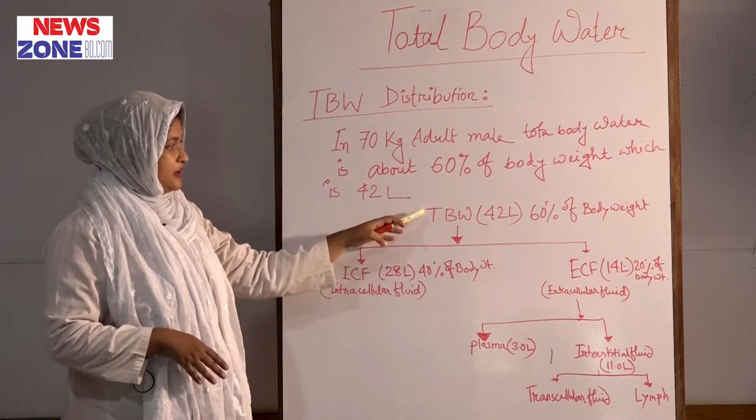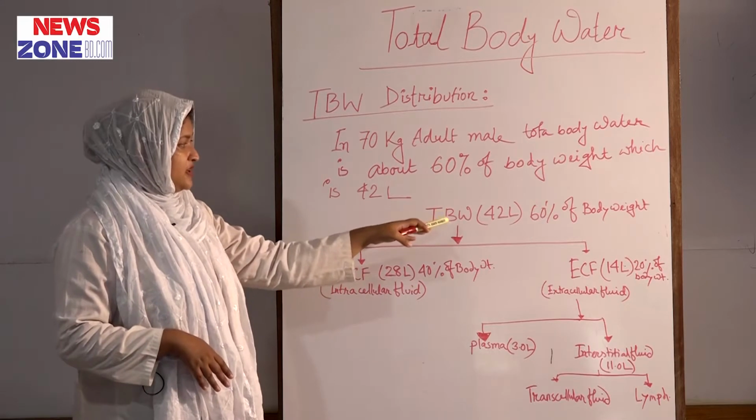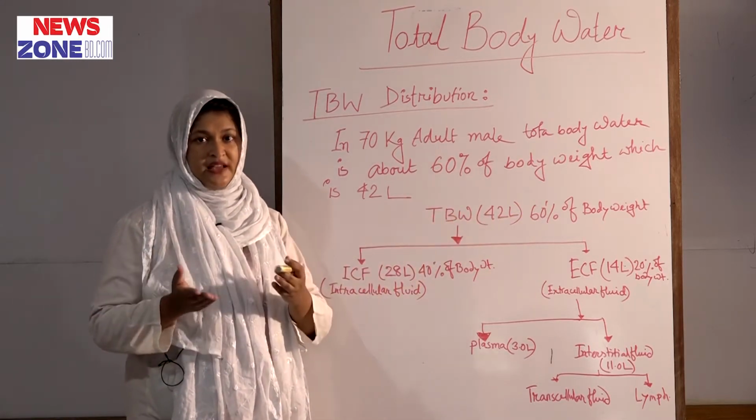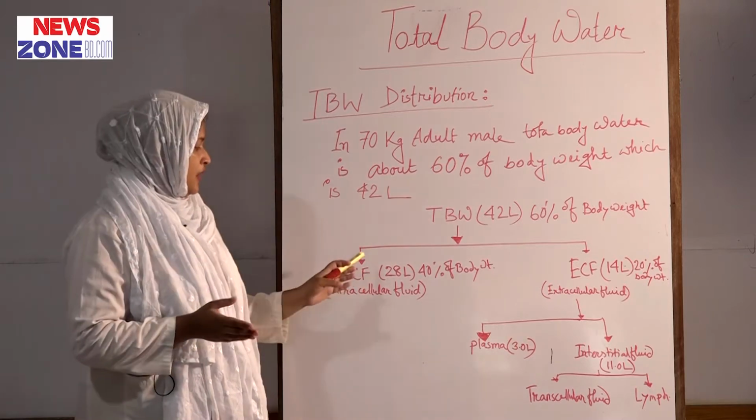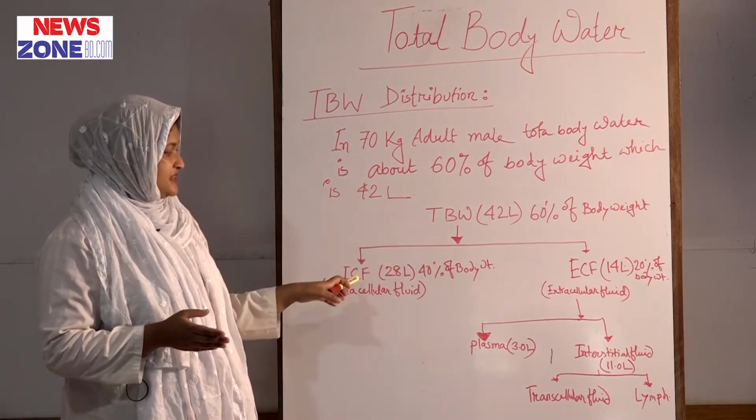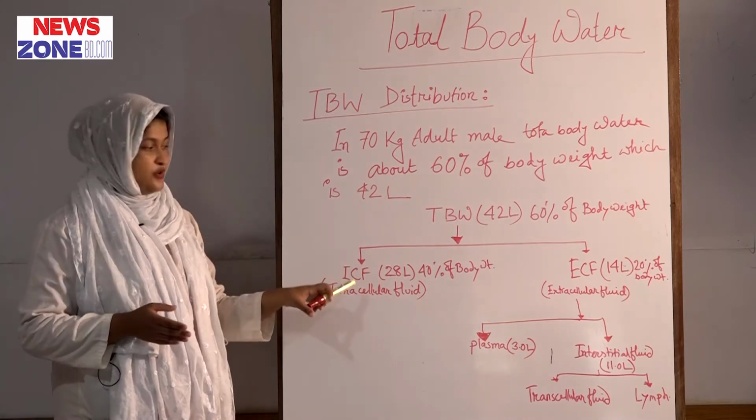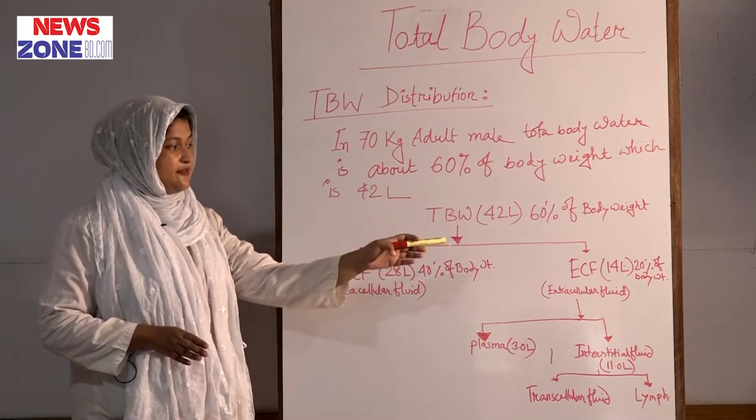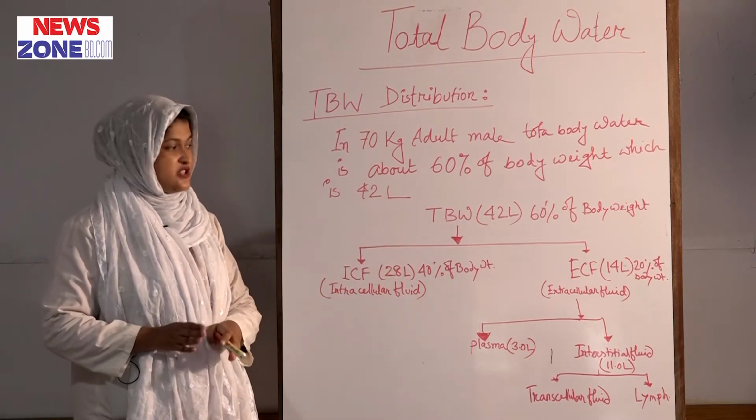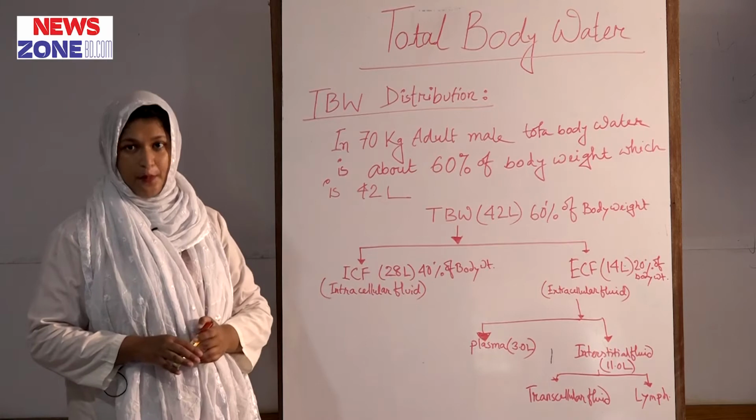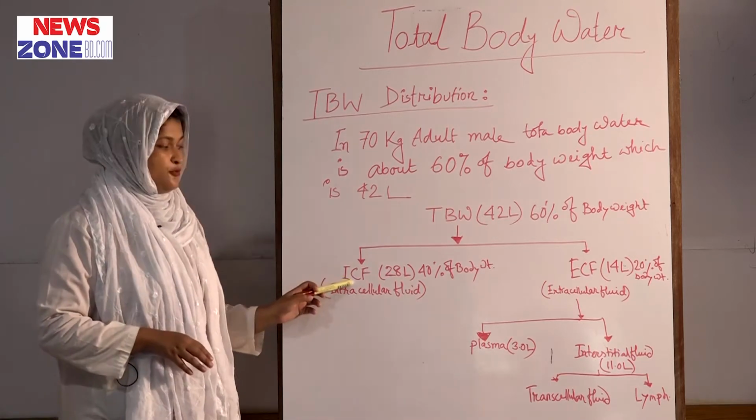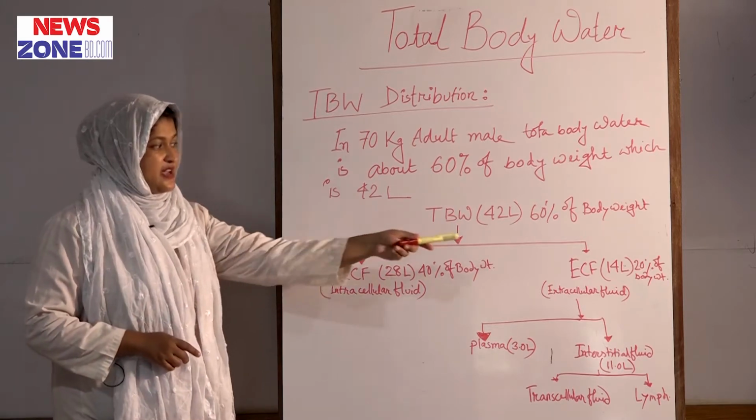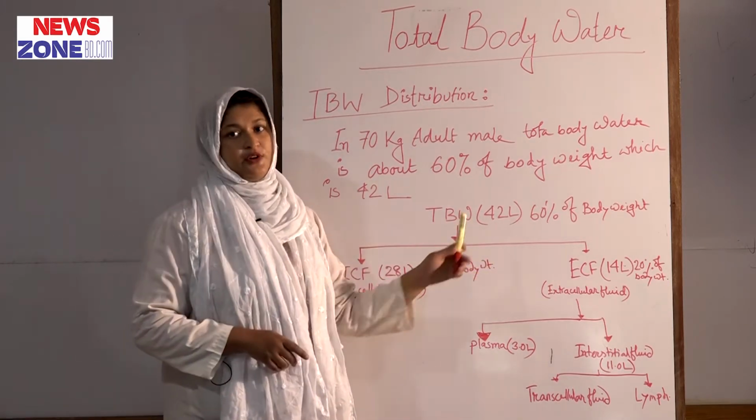Now come to the point, distribution. Total body water will be 42 liter or 60% of the body weight, which in case of a 70 kg adult male. ICF and ECF. ICF means intracellular fluid, which is 28 liter or 40% of the body weight, and ECF means extracellular fluid, which is 14 liter, 20% of the body weight. So intracellular fluid will be 2/3 of total body water and extracellular fluid will be 1/3 of total body water.